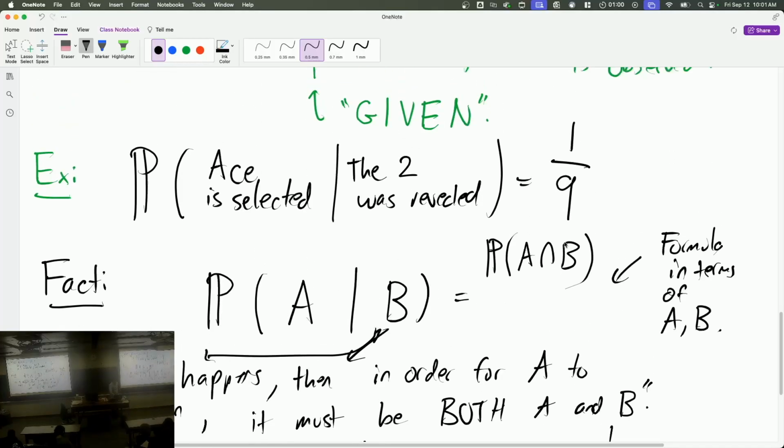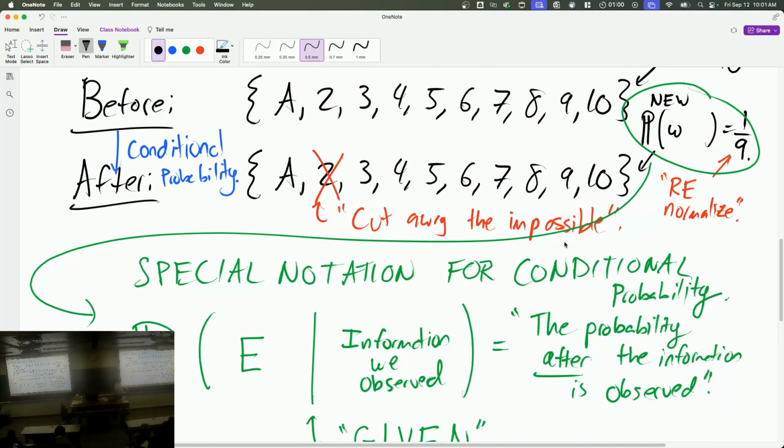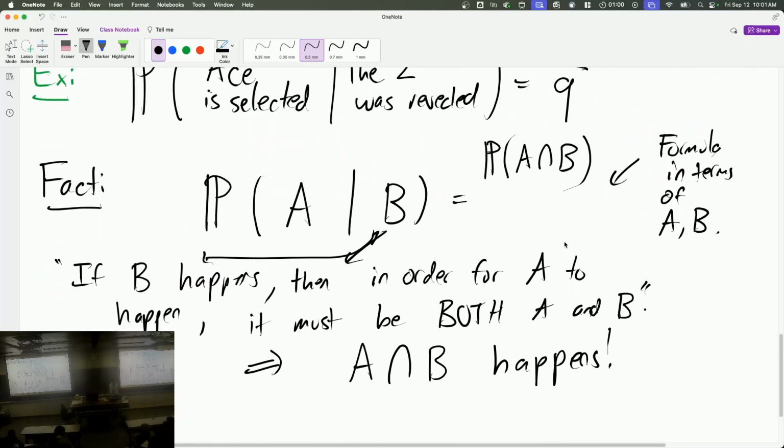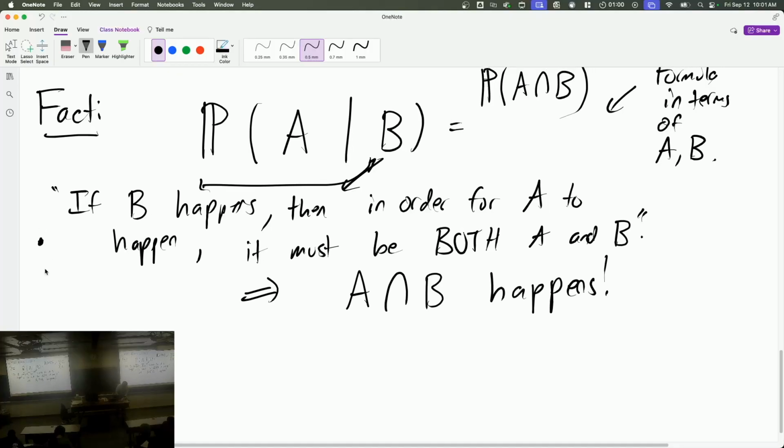That's the cut away the impossible. That's what the intersection does. It's cutting away all the things that were not in the event B. But next up, we have to renormalize. When you renormalize, we take all the things that are left, and that has to sum up to 1. So this is the cut away, and next up, we must renormalize. Normalize what's left.